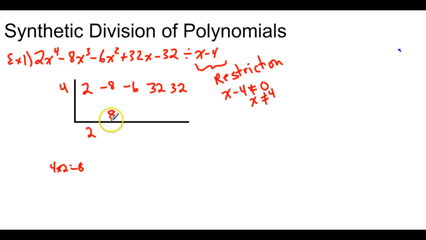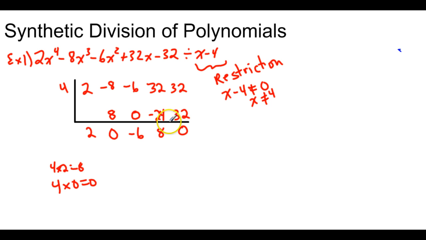Again, we're going to add down the column. -8 plus 8 is 0. Multiply across, 4 times 0 is obviously 0, so the answer goes here. Add down the column, -6. 4 times -6 is -24. Add down the column is 8. And then 4 times 8 is 32. Add down the column.